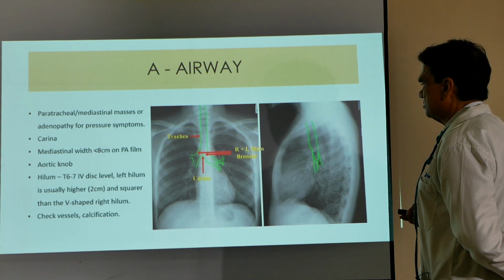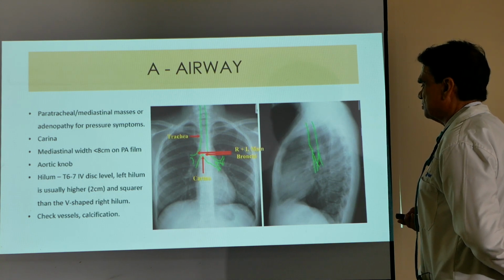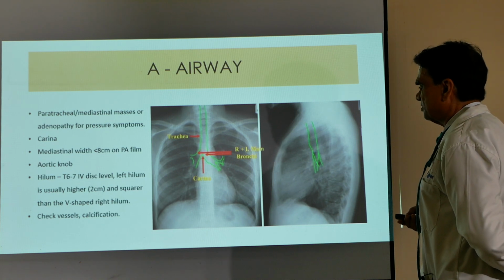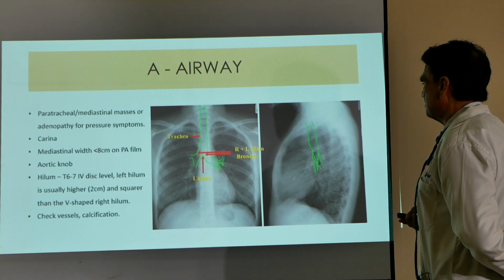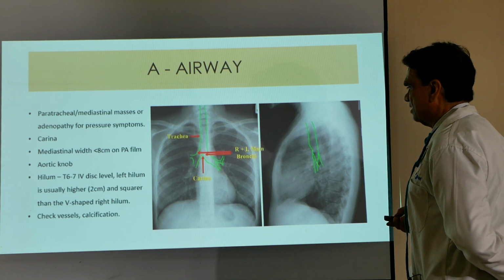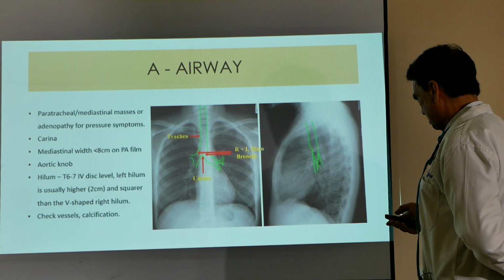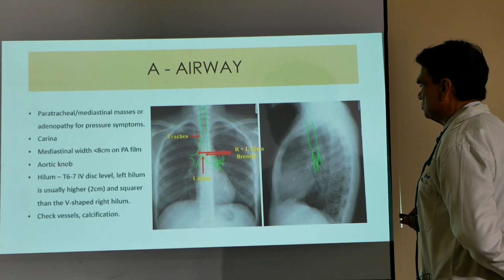Hilum lies at T6 and 7 intervertebral disc level. Left hilum is usually higher, 2 cm, than the right hilum, and it is squarer than the V-shaped right hilum. Then we have to check the vessels and the calcifications of the vessel.